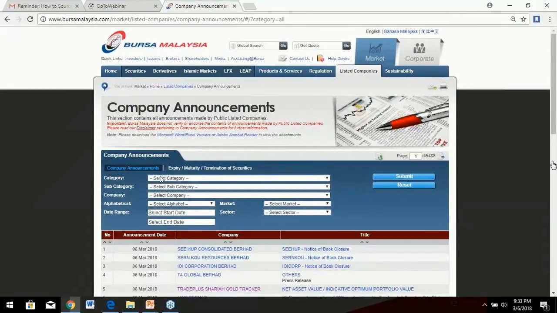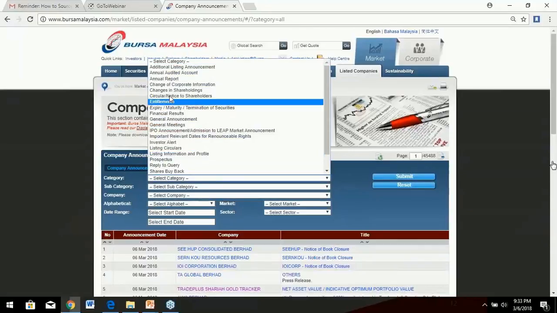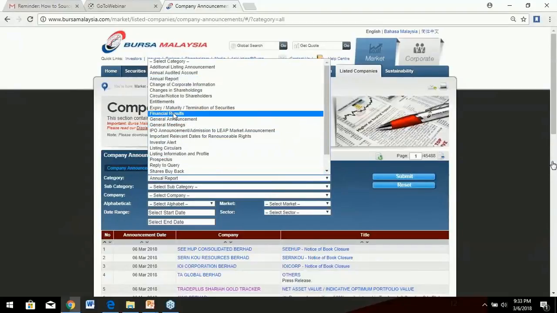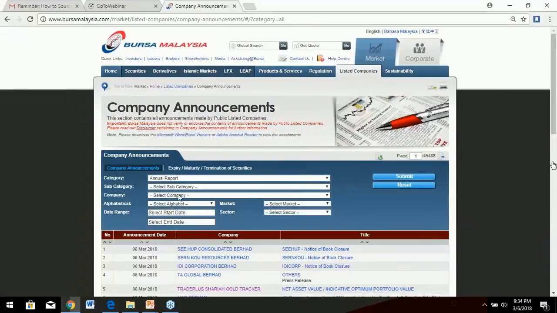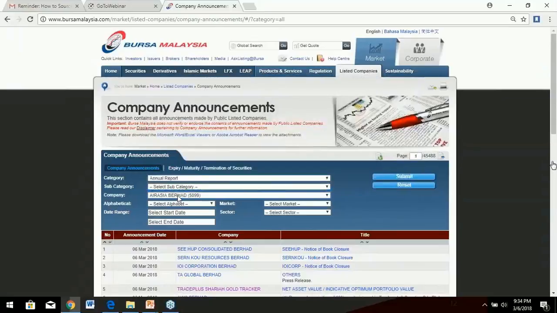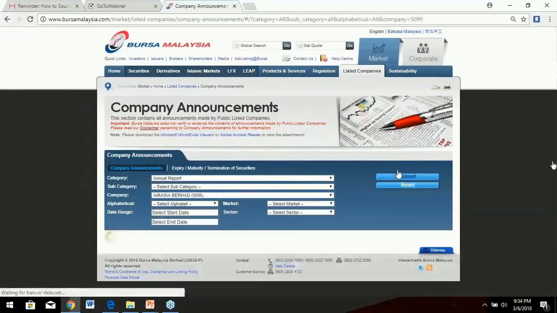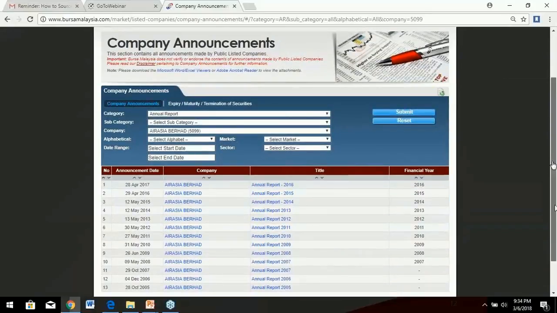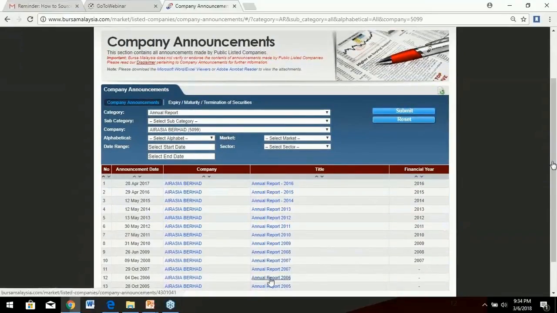See the category here? Click onto annual reports. If you want the annual financial statements, click onto financial results if you want the quarterly financial statements. Choose the company that you want. Let's say you have a company in mind, let's say AirAsia. Click submit, and it will give you a list of annual reports that have been filed into Bursa Malaysia. There you go. That's how you get your financial reports.